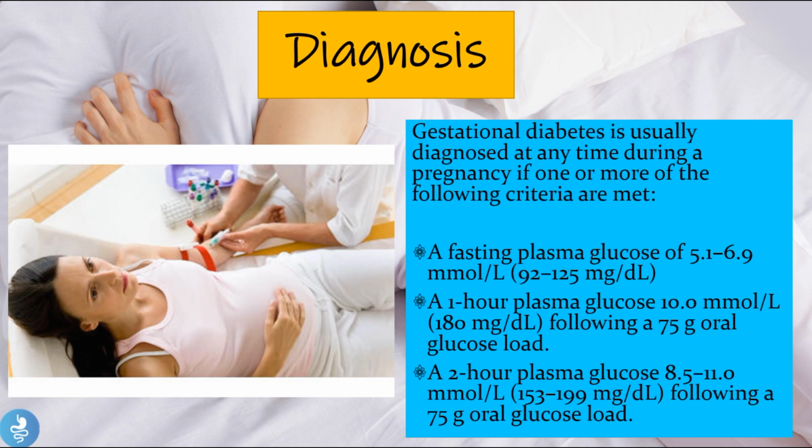So how can one go about diagnosing gestational diabetes? Gestational diabetes is usually diagnosed at any time during the pregnancy if one or more of the following criteria are met. A fasting plasma glucose of 5.1 to 6.9 millimoles per liter, which is usually about 92 to 125 milligrams per deciliter. A 1 hour plasma glucose of 10 millimoles per liter, which is about 180 milligrams per deciliter, following a 75 gram oral glucose load, and a 2 hour plasma glucose of 8.5 to 11 millimoles per liter, which is around 153 to 199 milligrams per deciliter, following a 75 gram oral glucose load.